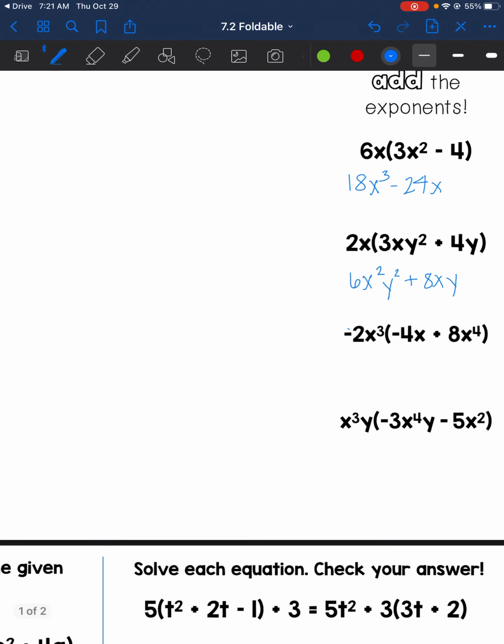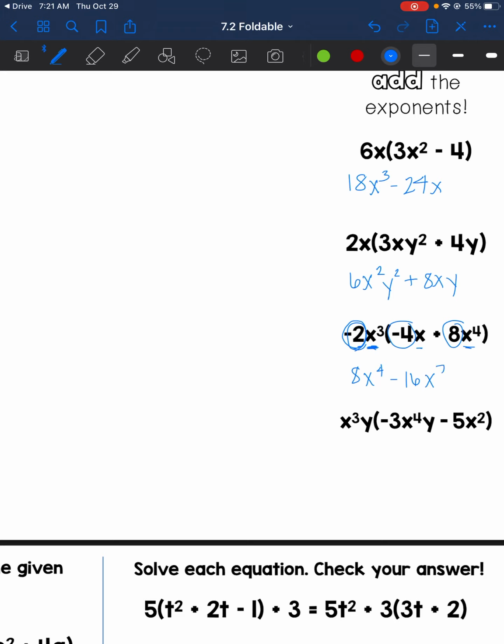Okay, here's one with a negative out front. So that just means we're going to be multiplying the negative 2 times the negative 4, which gives us positive 8. And then x cubed times x is x to the 4th. Okay, then we have the negative 2 times positive 8, which is negative 16. And then we have x cubed times x to the 4th, we get x to the 7th.